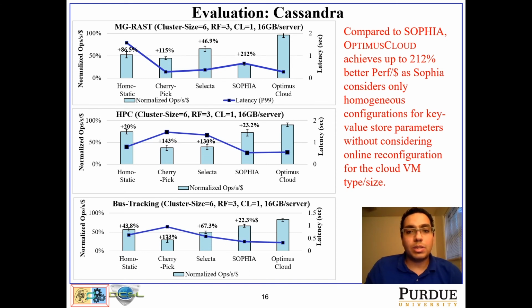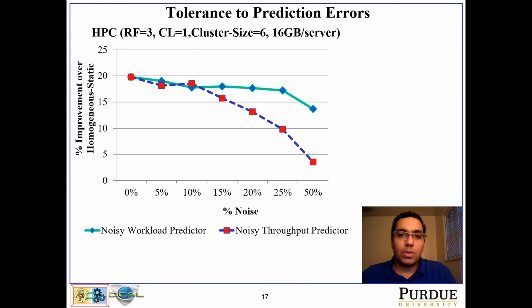These observations together show the importance of our 2 main contributions. First, we jointly tune key value store parameters with cloud VM parameters, and we perform heterogeneous configurations to achieve globally optimized performance over time. Now, since Optimus Cloud relies on 2 types of predictors, the workload predictor as well as the performance predictor, we want to investigate how tolerant Optimus Cloud is to errors in both predictors. Therefore, in this experiment, we add synthetic noise to the output of each predictor separately, and then show how the benefit of Optimus Cloud changes with the amount of synthetic noise.